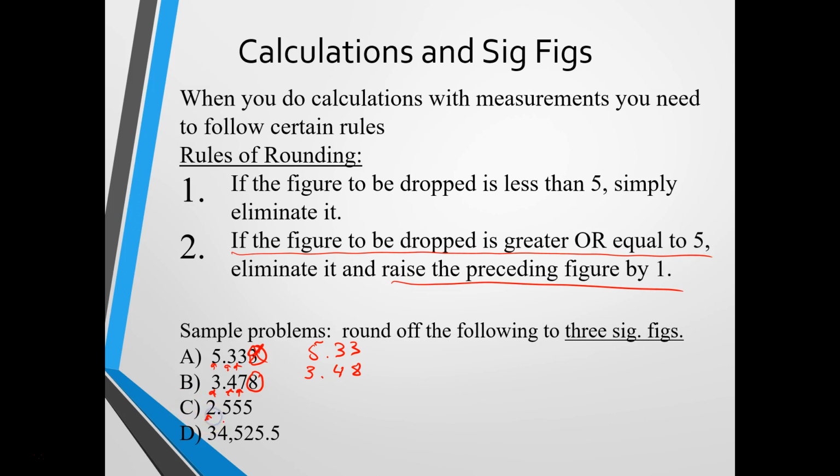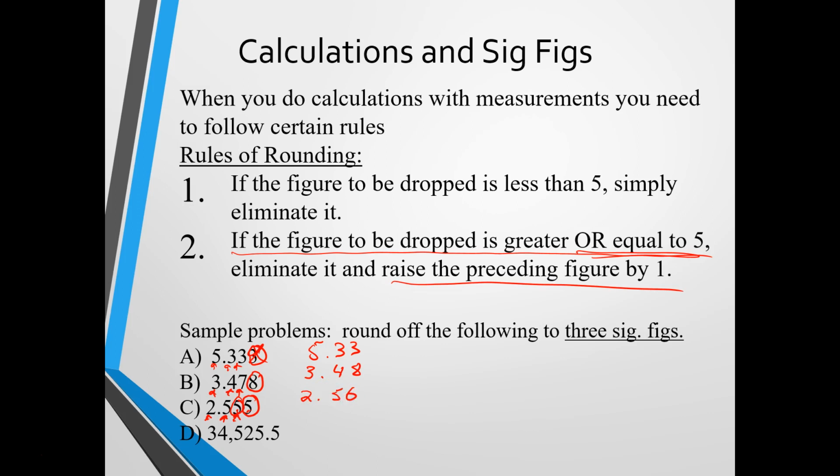Let's look at part C, I guess. Our 2 is significant, our 5 is significant, and the second 5 is significant, which means now we have to look at this fifth 5 and say, is this number greater than or equal to 5? Yes, it is. In that case, we're going to get rid of the 5, and we're going to bump this 5 here up to a 6. So this number will become 2.56.